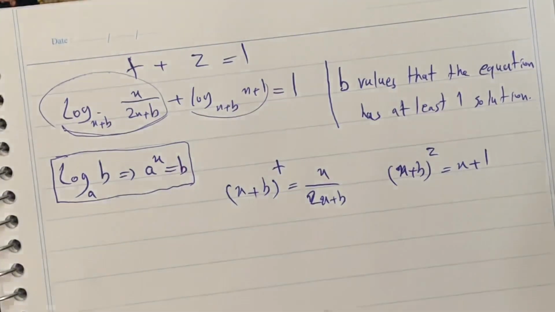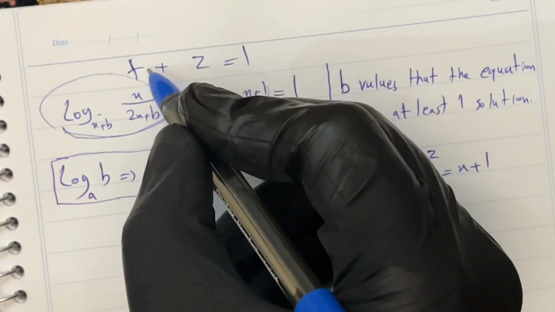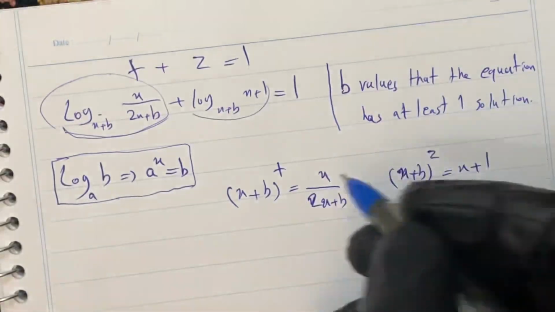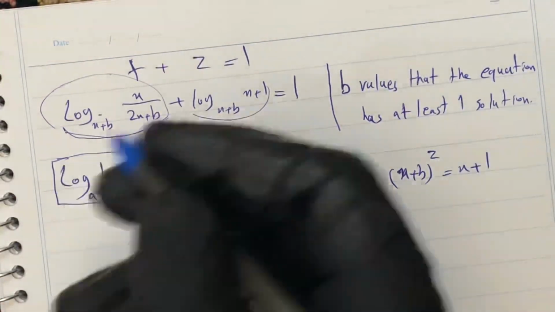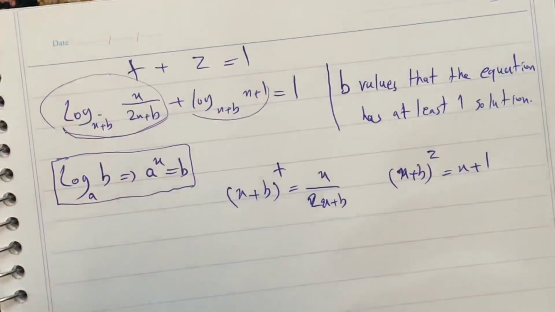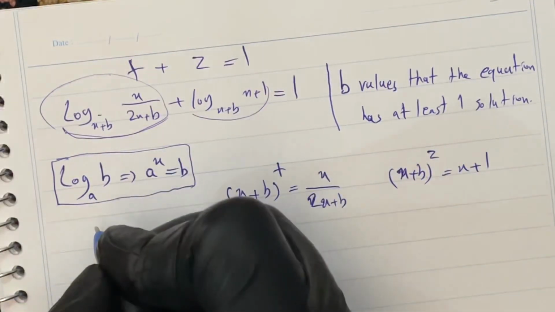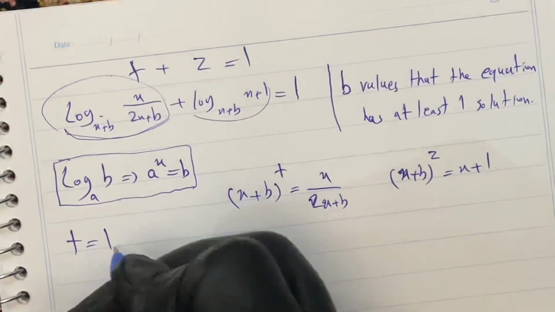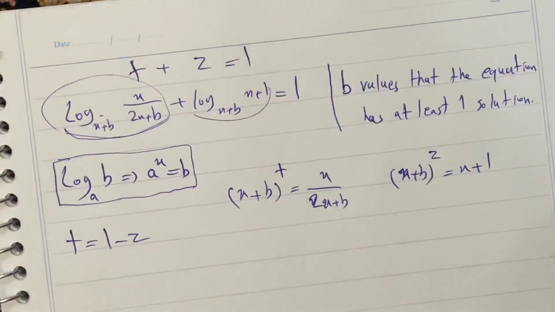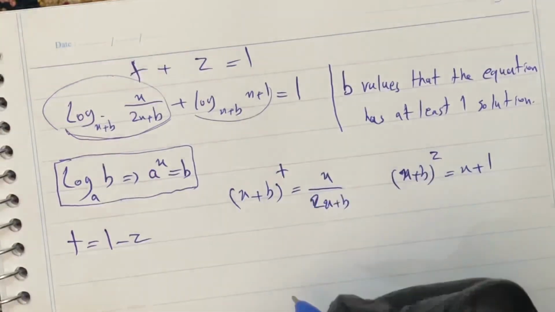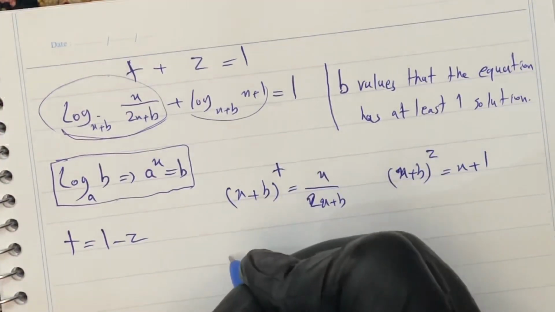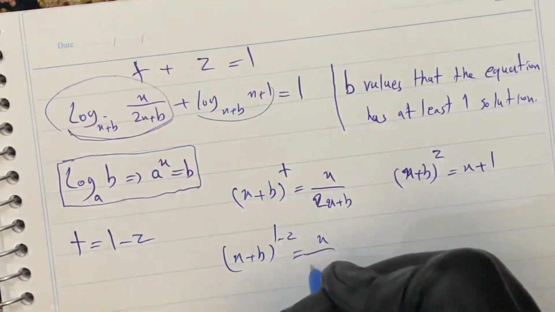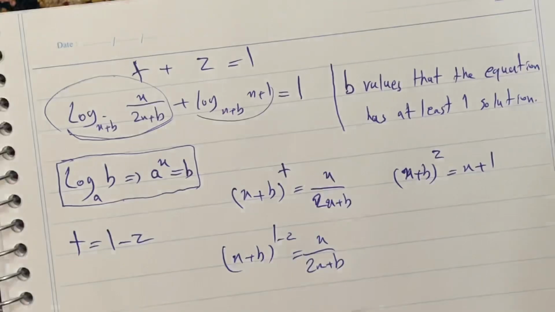So what would we do? We just make one variable from another and substitute in here. In most cases, logarithm and log equations work like this. For example, I write t equals 1 minus z. So let's just substitute this in here. T equals 1 minus z. That would be x plus b to the power of 1 minus z equals x over 2x plus b.